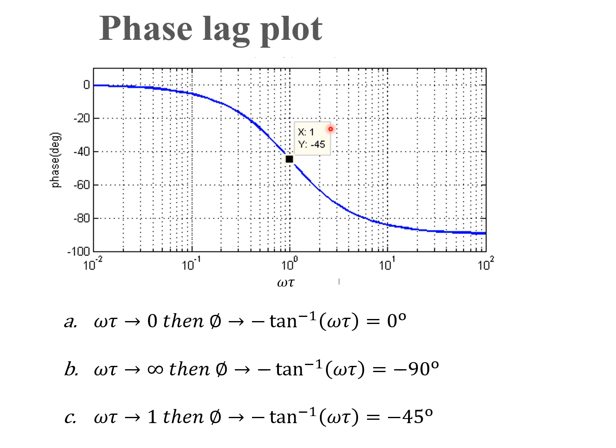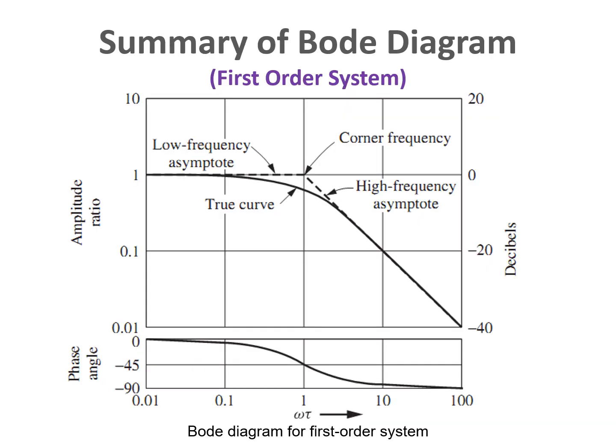This is the same for the phase angle plot. Again, when we plot against omega tau, the corner frequency is at omega tau equals 1, which means omega equals 1 over tau for a time constant system. So the corner frequency is the place where the low frequency asymptote meets the high frequency asymptote, the change of gradient from 0 to -1.